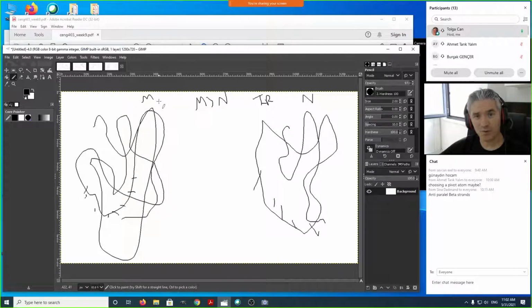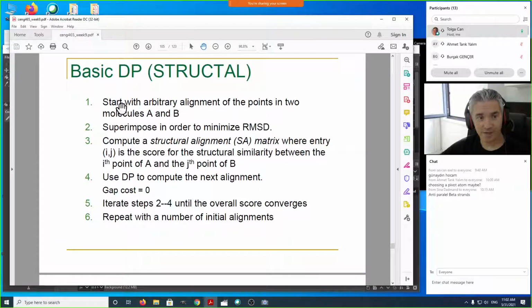So that's one of the disadvantages of this algorithm. Every time I run structal, the result may be different. This is non-deterministic because the first step is random. It has some randomness. We start with an arbitrary alignment. If you start with a different arbitrary alignment, the final result could be different. It may not even be optimal. So this is one disadvantage of this method.